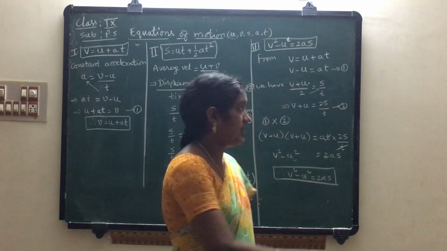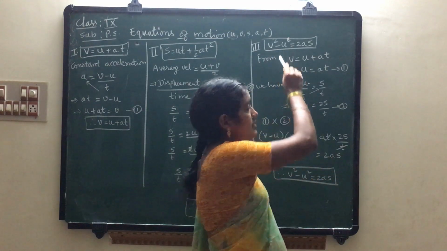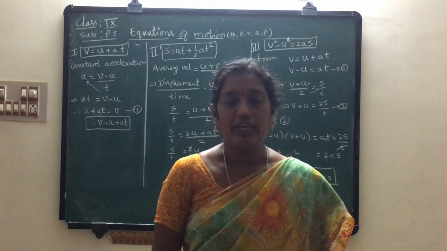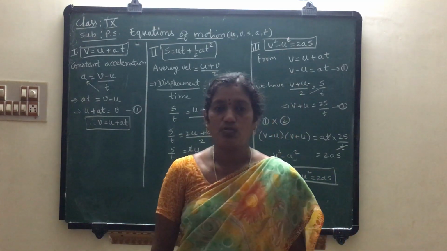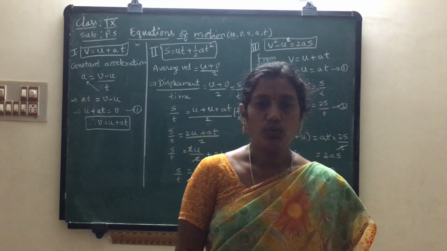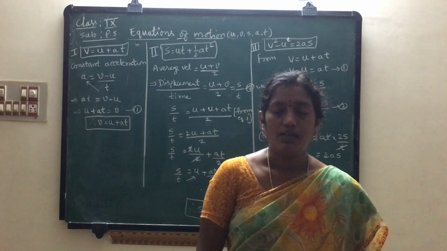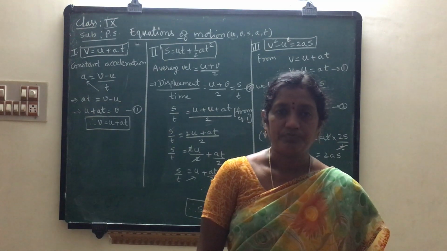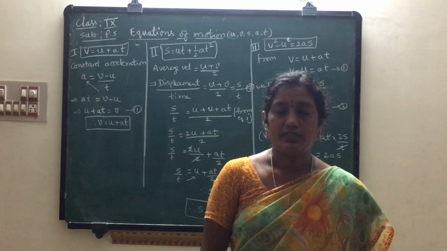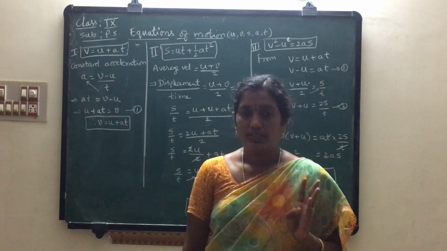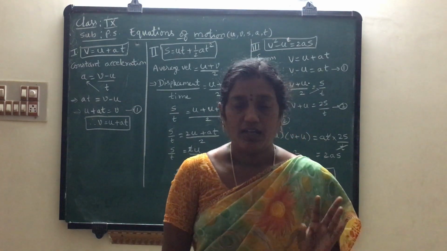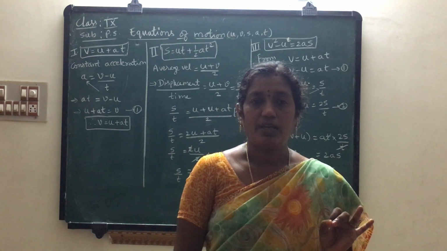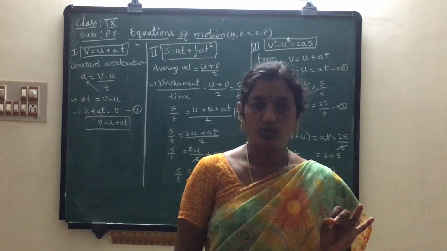Okay children. Next, coming to the third one, v square minus u square is equal to 2as. Mainly we have three equations of motion. How many, children? Three. Tell them in order. V is equal to u plus at. S is equal to ut plus half at square. V square minus u square is equal to 2as.